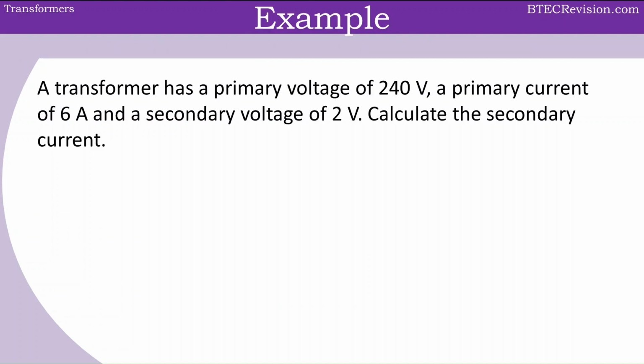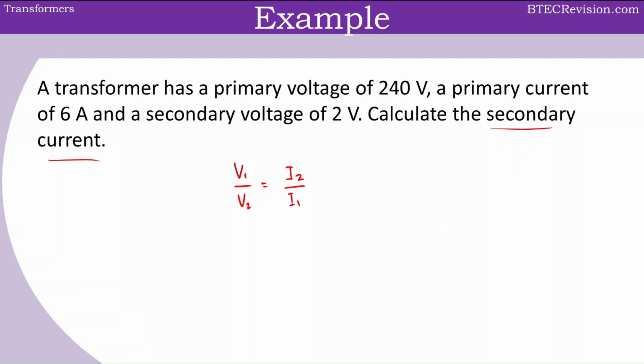Let's look at this example. A transformer has a primary voltage of 240 volts, primary current of 6 amps, and a secondary voltage of 2 volts. Calculate the secondary current. We start by writing down our equation. V1 over V2 equals I2 over I1. Try not to get this confused with the previous equation, which is V1 over V2 equals N1 over N2.